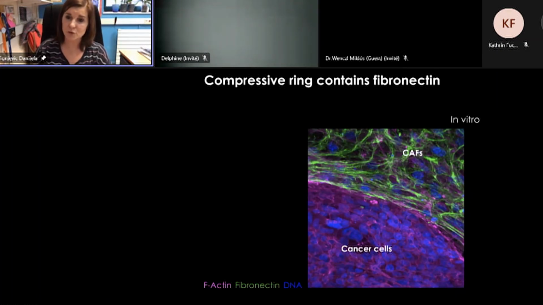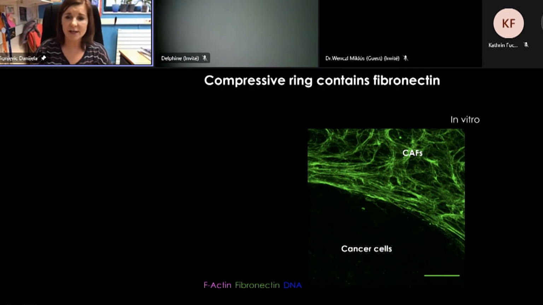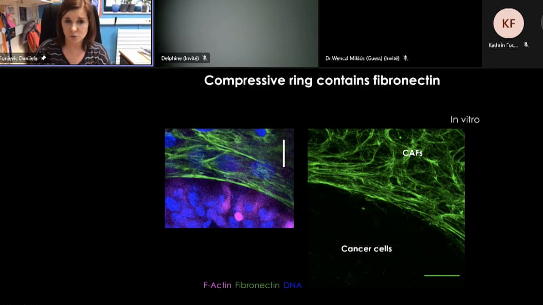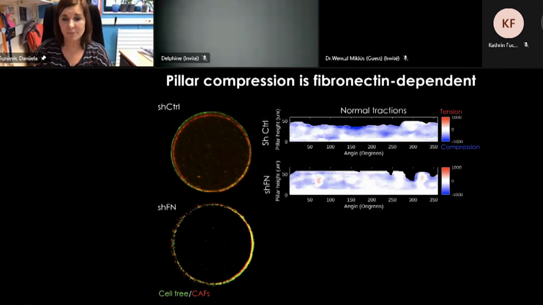Fibronectin is only produced by CAFs, not cancer cells. And it becomes more linear or more organized at the interface. And in some cases, we cannot even distinguish those fibronectin fibers between individual cells. It looks like one giant cable that is encircling cancer cell lines. So if we silence fibronectin, the fibroblasts lose the ability to compress the pillar.